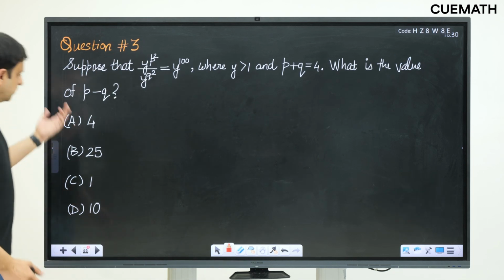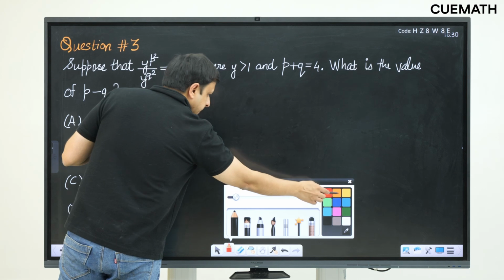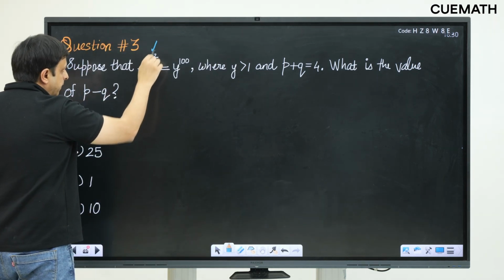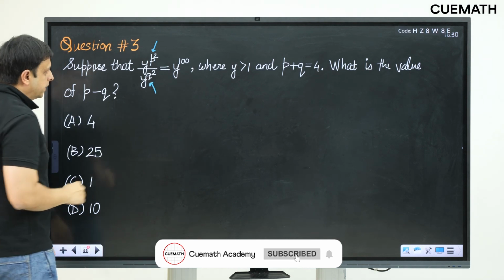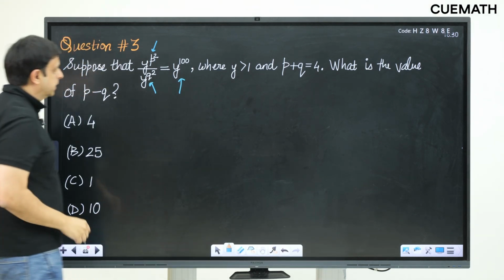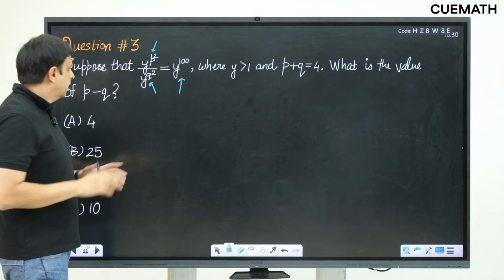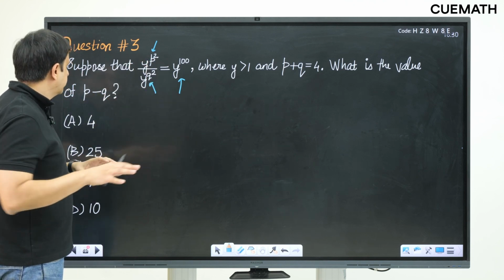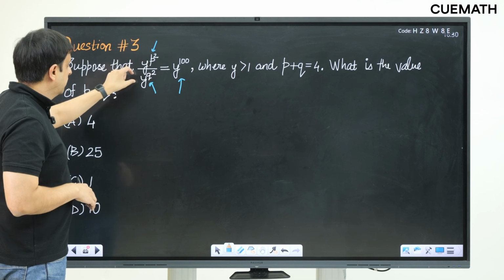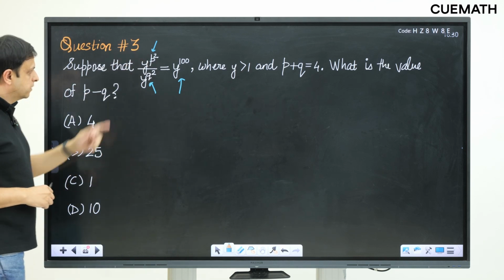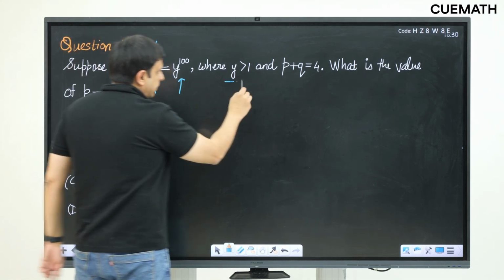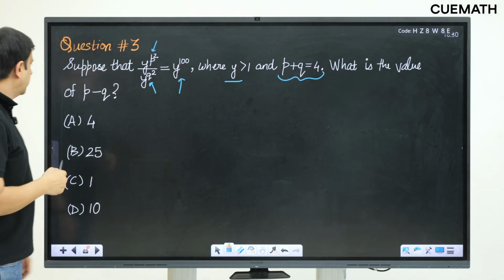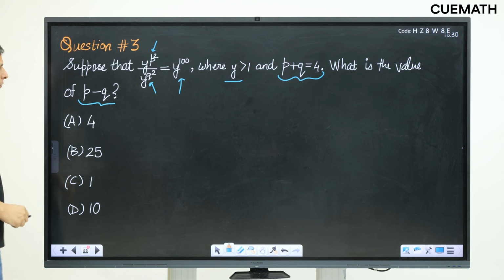Now let's look at question number 3, which says suppose that y to the p square, that is the numerator, divided by y to the q square is equal to y to the 100. Wow! This looks somewhat complicated, but we will see that it can simplify to something very straightforward. So, y to the p square divided by y to the q square is y to the 100, where y is greater than 1 and p plus q is equal to 4. What is the value of p minus q?